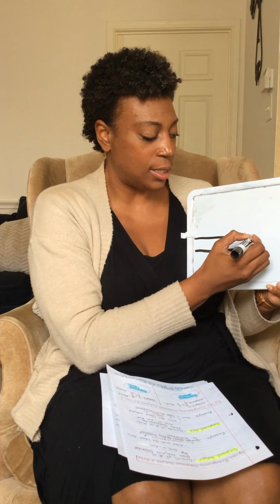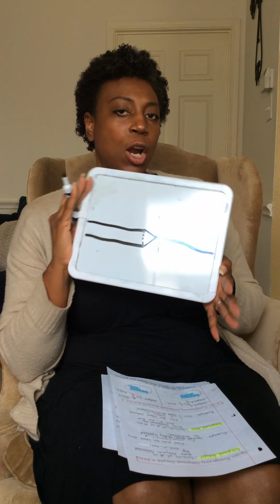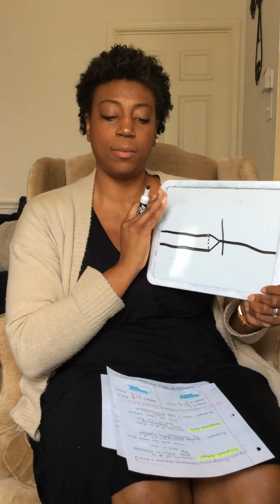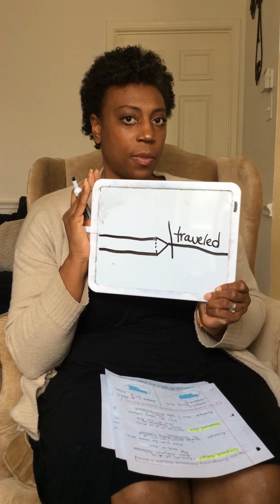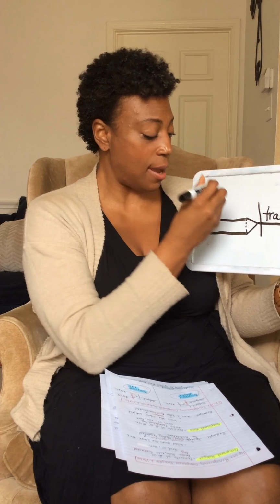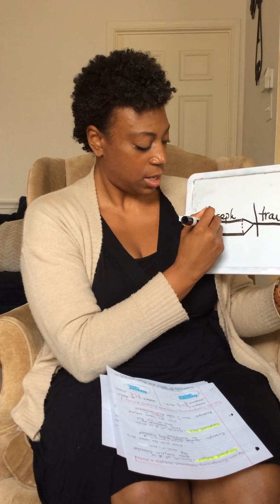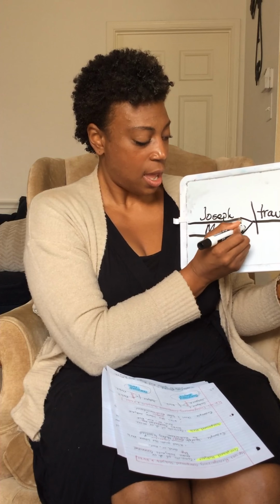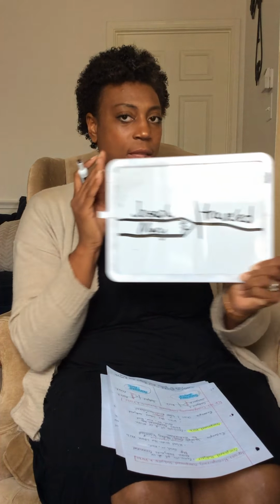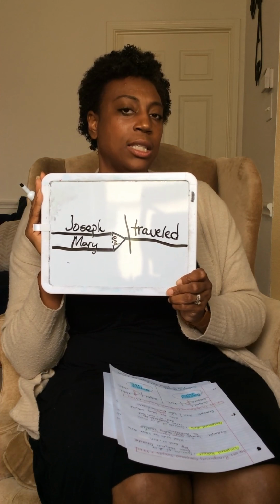So we draw our sideways little house. We'll put our little connector dots. We'll come on out and finish it. And so our basic diagram will look like this, and then we begin to fill it in. So we have traveled as our verb. And then Joseph and Mary. Writing our connector in the right spot, and it would look like this. This is our completed diagram.